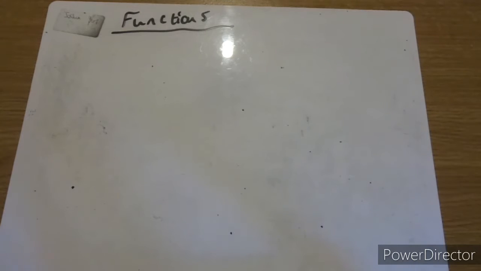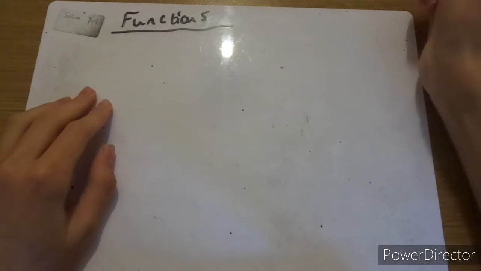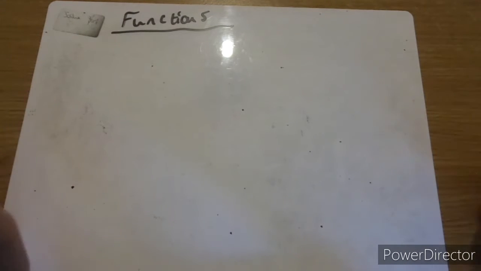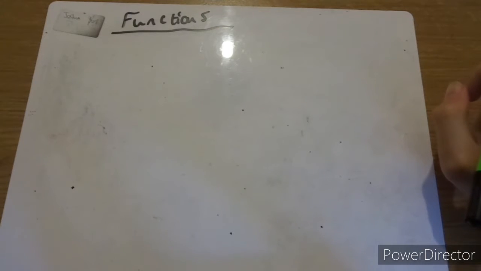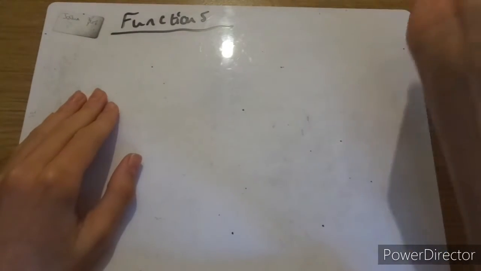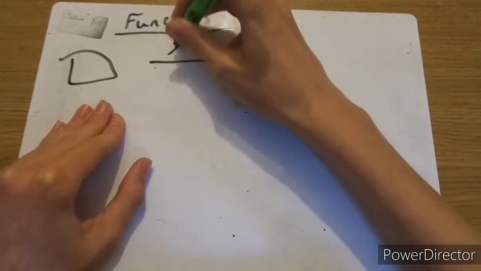So today I'm going to be discussing how to do functions in GCSE. For those of you who don't know, a function is a sort of map which takes an input number through a process to give an output. So for example, if you've done algebra in year 6, you've probably done an input-output machine.